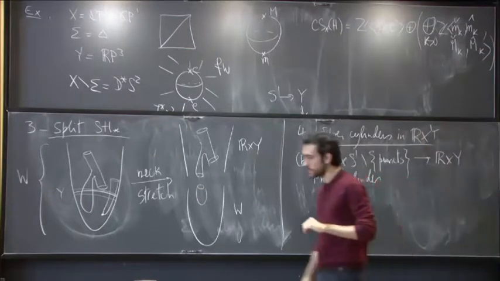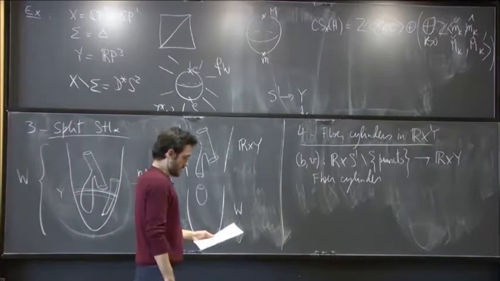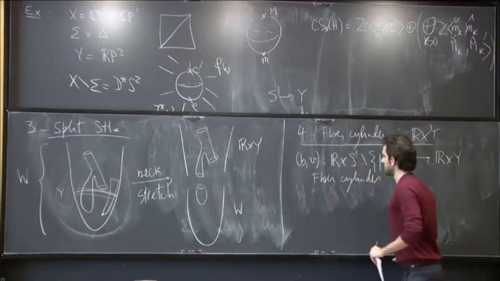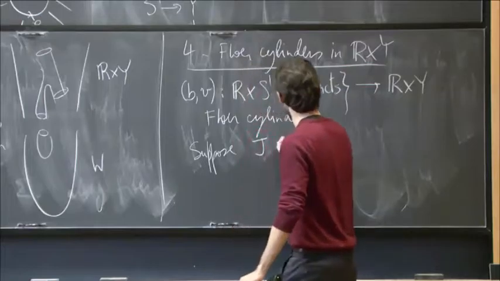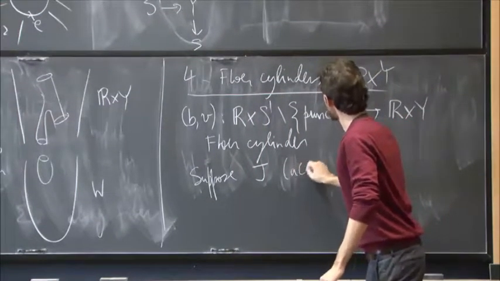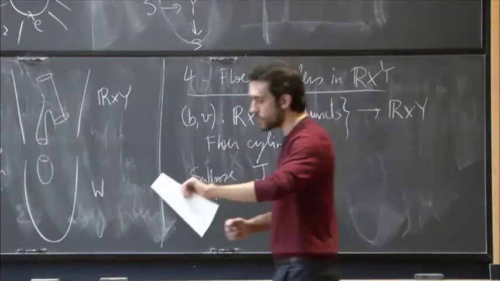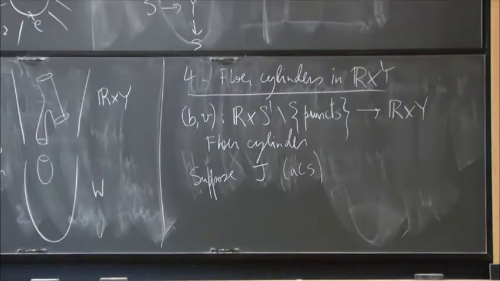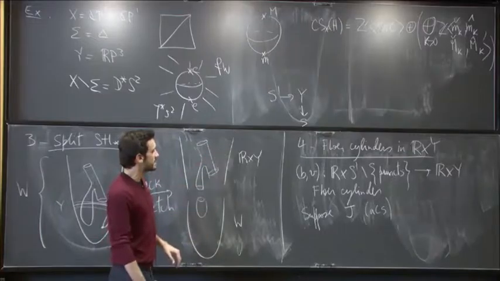So now I have a Floer cylinder here. And I want to consider, suppose J is my almost complex structure on W. I had my almost complex structure in W. It was my auxiliary piece of information that I needed to define the Floer equation. Then I did the neck stretching. I get an induced almost complex structure in W and in the symplectization.